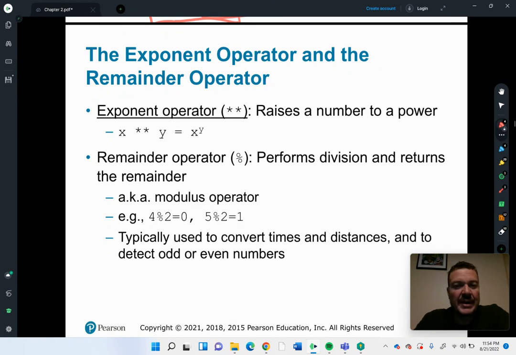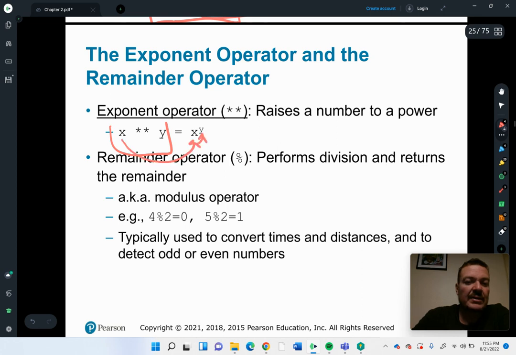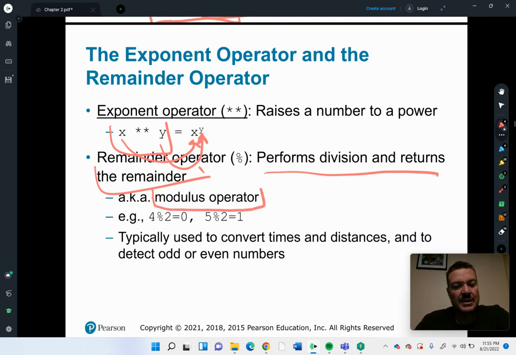The exponents operator and the remainder operator, we really did work through this already, so we don't have to spend too much time on this page, but this says x to the y power. And the remainder operator performs division and returns the remainder. This is that modulus operator that we keep talking about. So because we're using 2 here, remember what we said before, this is the way we find out if a number is odd or even. And because it's 2, we're always going to get either back a 0 or 1. 0 is even and 1 is odd.